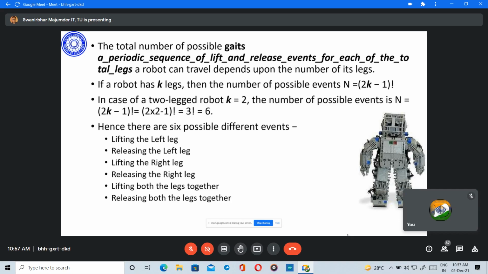Okay. So the 6 possible movements I was telling for your legs: lifting your left leg, releasing your left leg, lifting your right leg, releasing your right leg, lifting both legs together, and lifting and releasing both legs together, isn't it? For the 2 legs. Yes, sir. So these are the 6 possible events for a 2-legged thing, whether it is a person or a robot, and how you are lifting it and how you are releasing it.